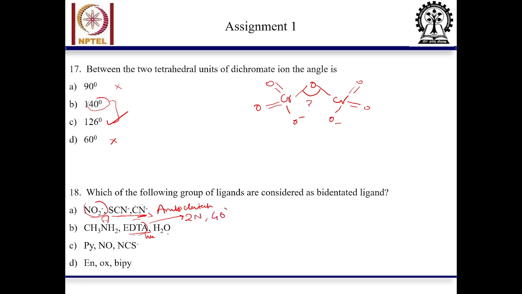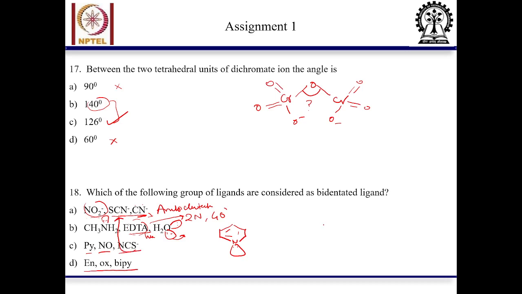Water has only one donor site, that is oxygen, because it has 2 lone pairs, but only one can be donated. Pyridine has one lone pair that can be donated. Nitrosyl also has only one donor site. NCS minus is basically CN minus reversed. So in this, only ethylene diamine qualifies.